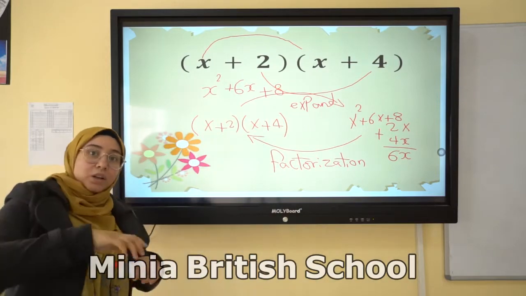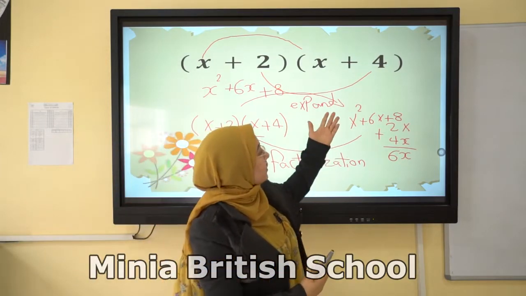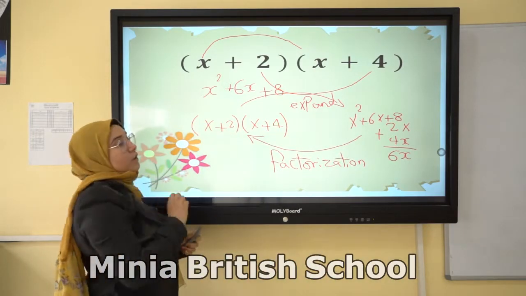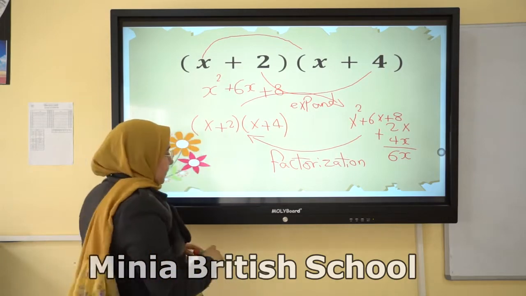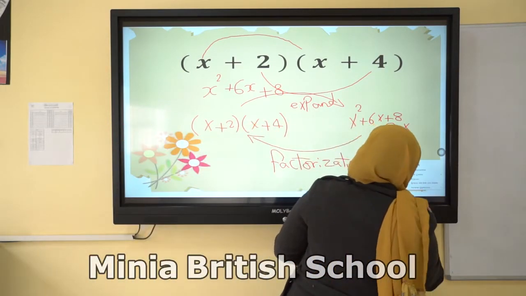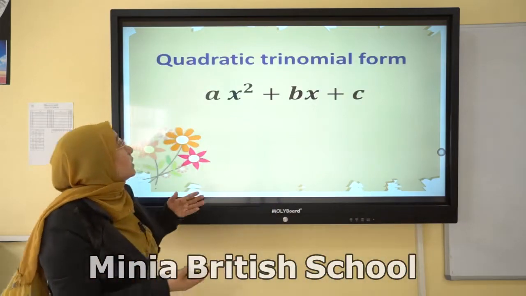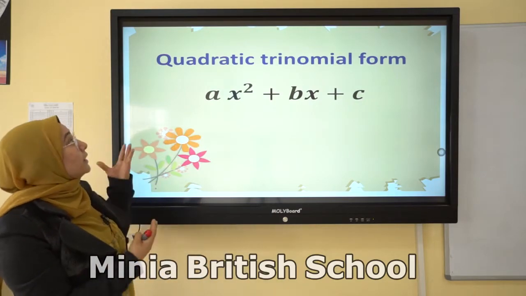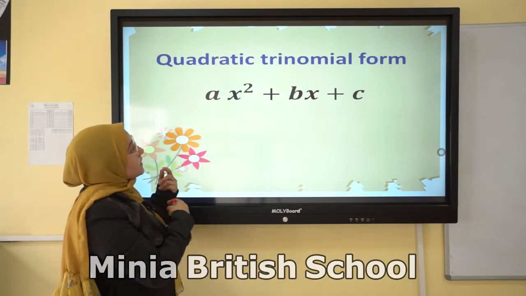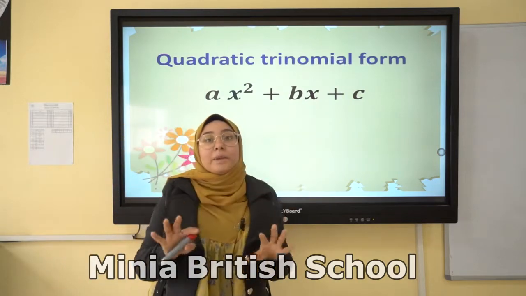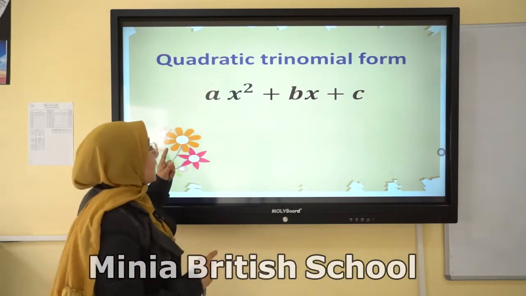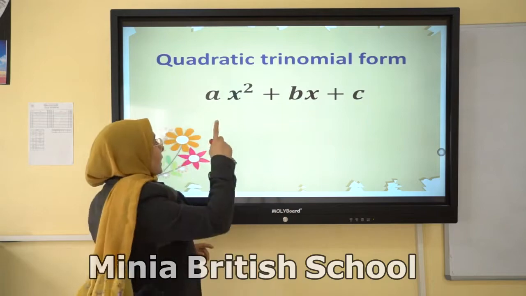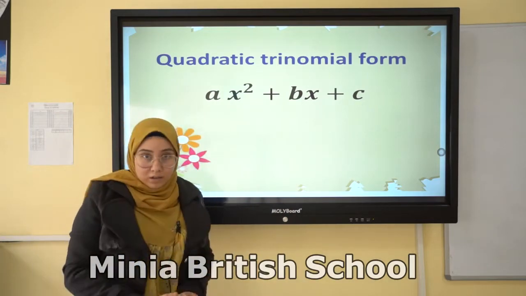Now I need to factorize this expression x power 2 plus 6x plus 8. I need to find the two factors of it, like the two brackets. The quadratic trinomial form: the general form of the trinomial or quadratic trinomial is a x power 2 plus b x plus c, where a, b, and c can have any value except that a cannot be 0.